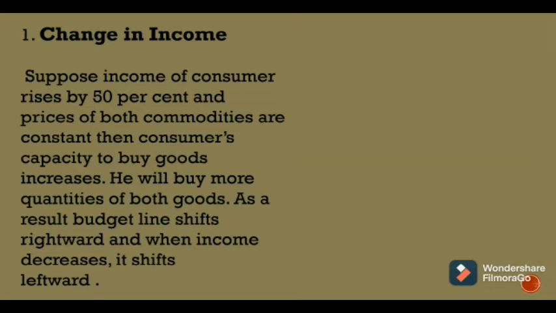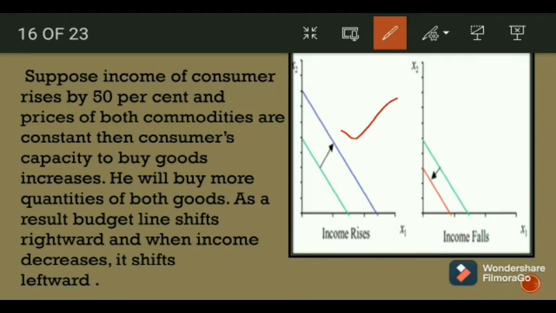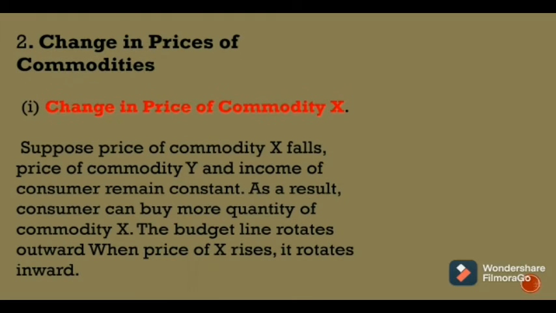Suppose income of the consumer rises by 50% and prices of both commodities are constant. Then the consumer's capacity to buy goods increases definitely, and he will buy more quantity of both the goods. As a result, the budget line shifts towards the right side when income rises and shifts towards the left side when income falls.